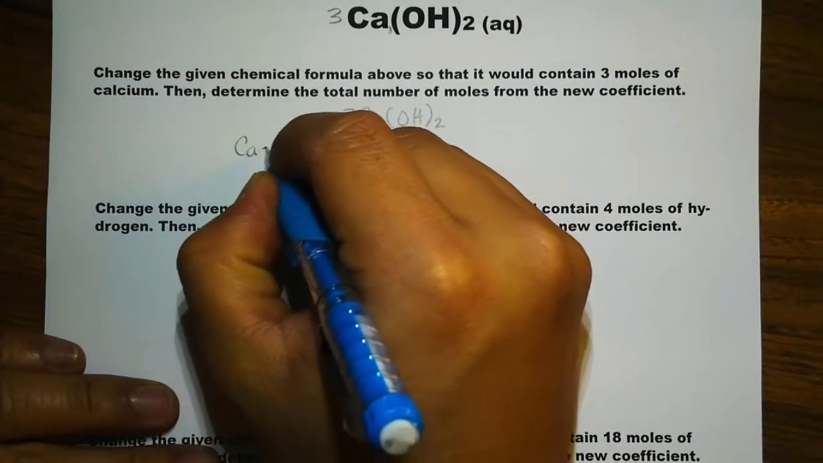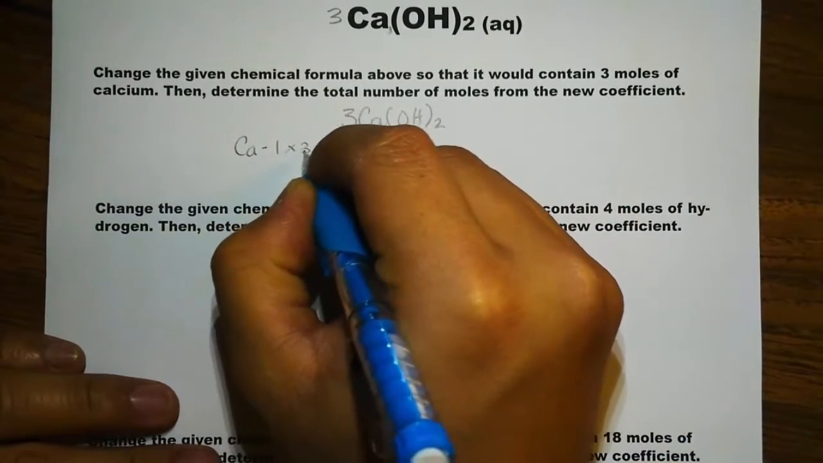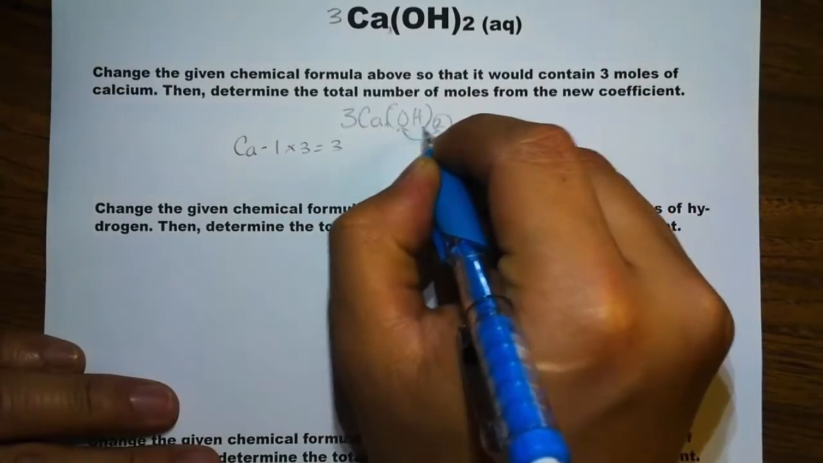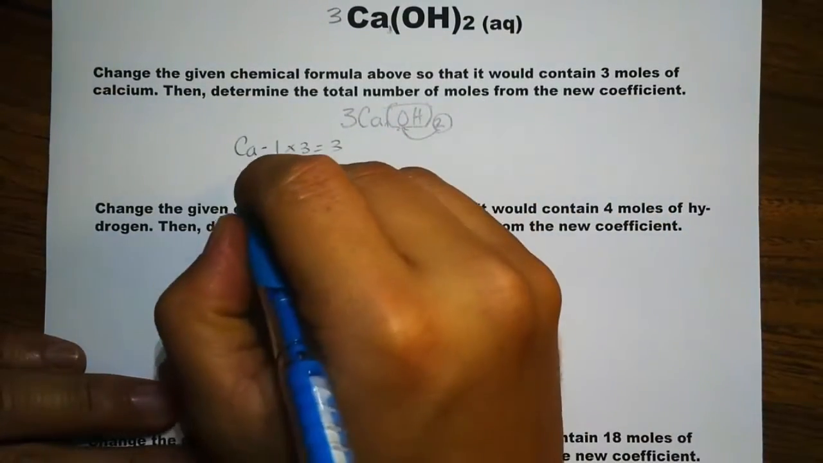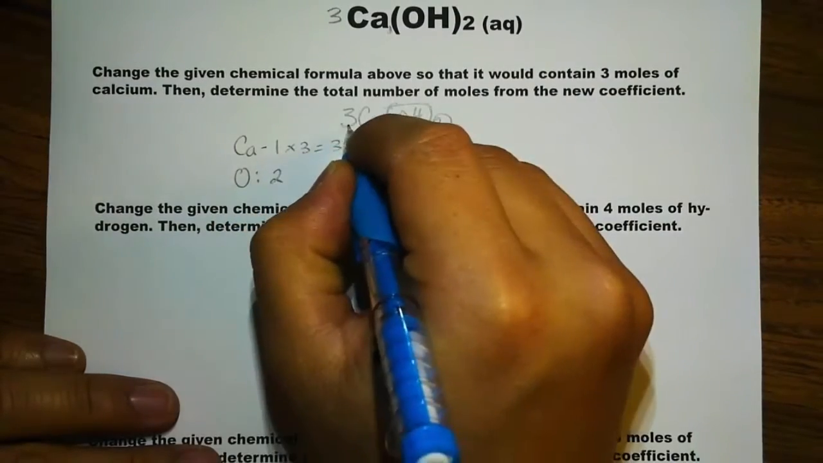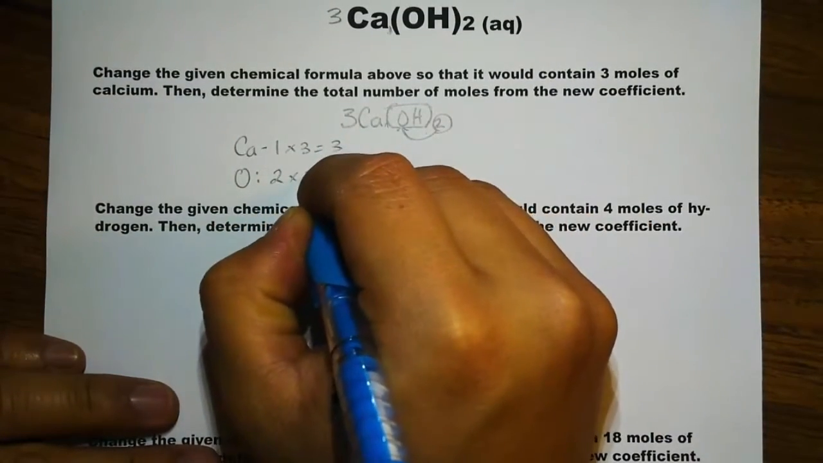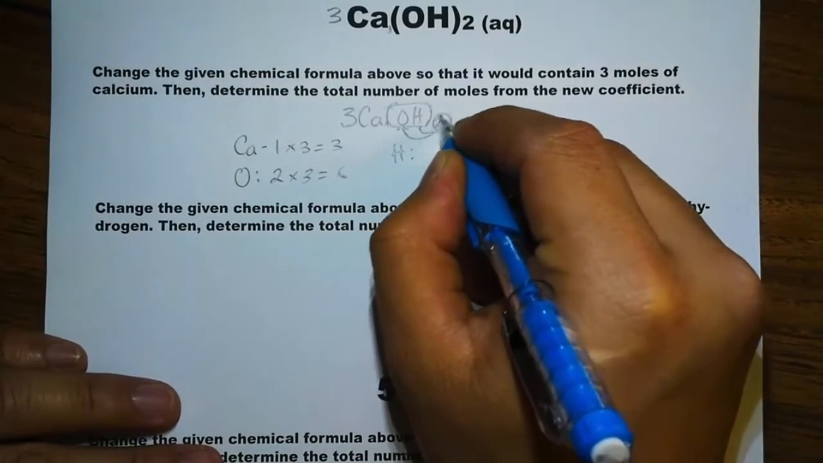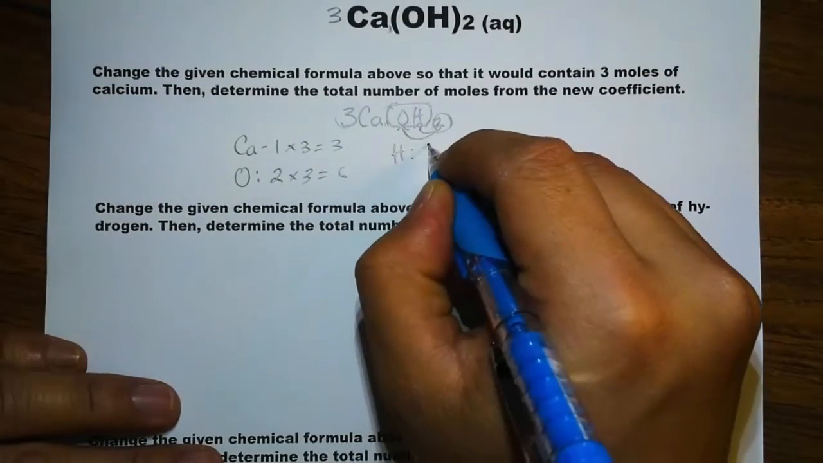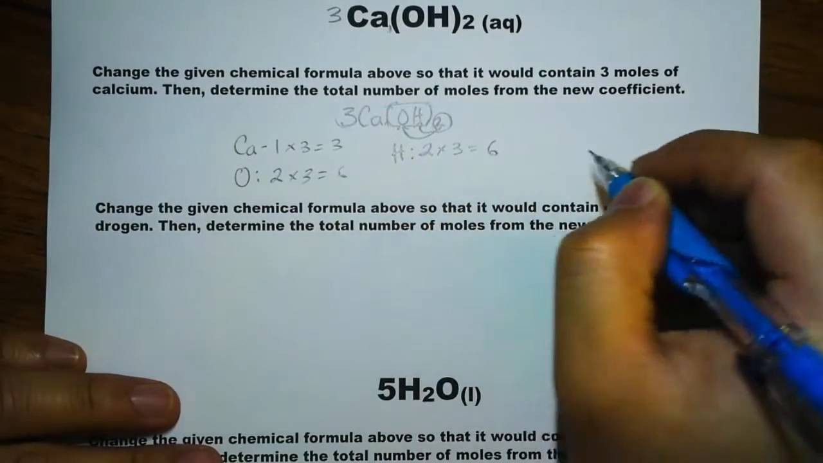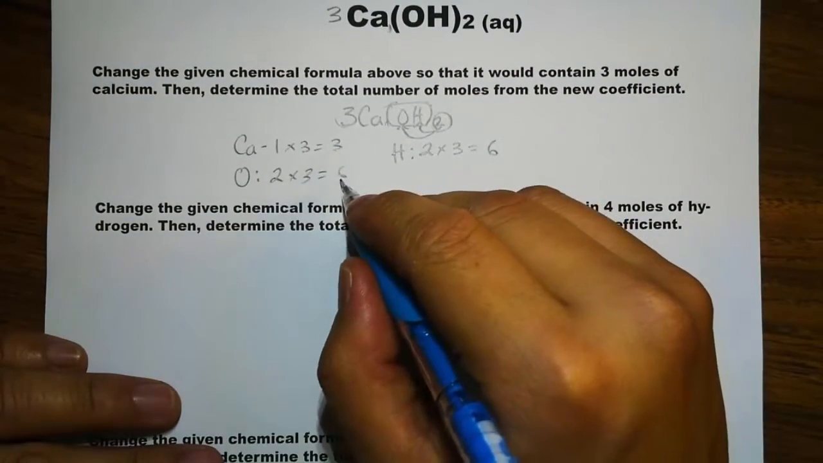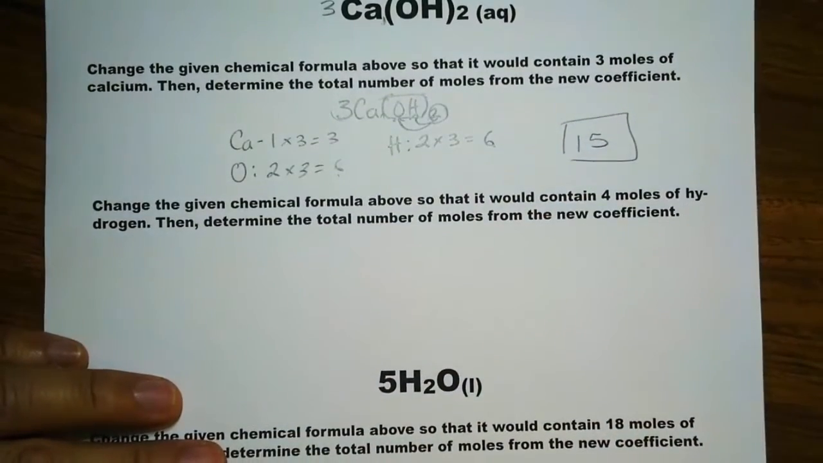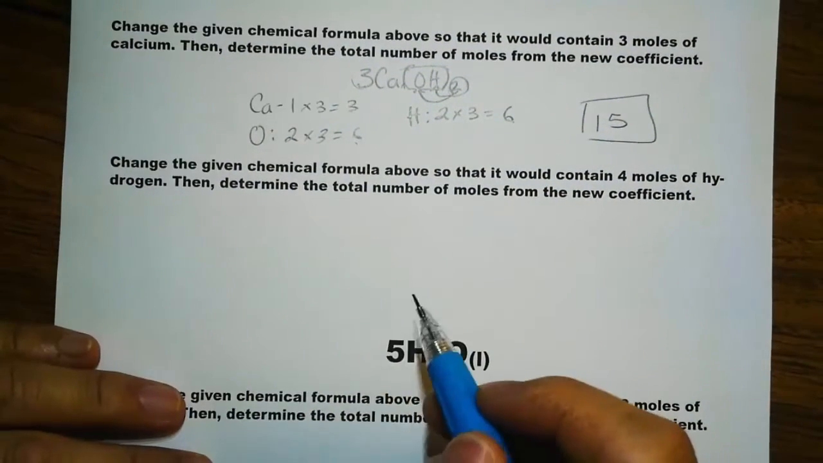Now how is that going to change our total number of moles? Of course, for calcium, we have 1, but there are 3 of the substance, so that gives us 3. And for oxygen, see how we have that 2 right there, that tells you there are 2 of this. So for oxygen, it will have 2, but 3 of 2 gives us 6. And for the hydrogen, same thing, we have 2 of the hydrogen because of that subscript, but we have 3 of it. So 2 times 3 gives us 6. And what is the total number of moles? 3 plus 6 is 9, plus 6 again, that is a total of 15 moles. Isn't that easy?